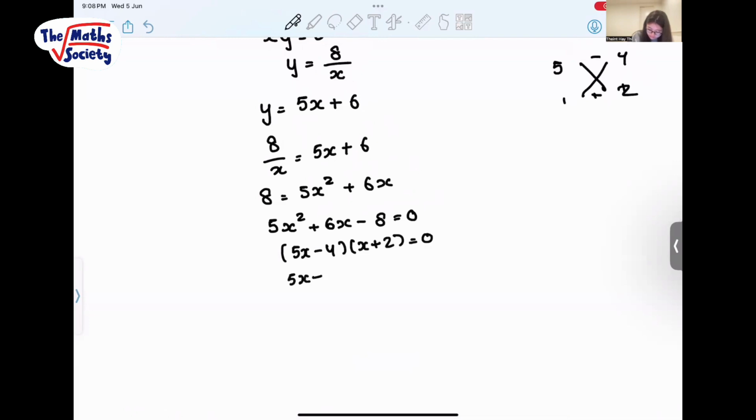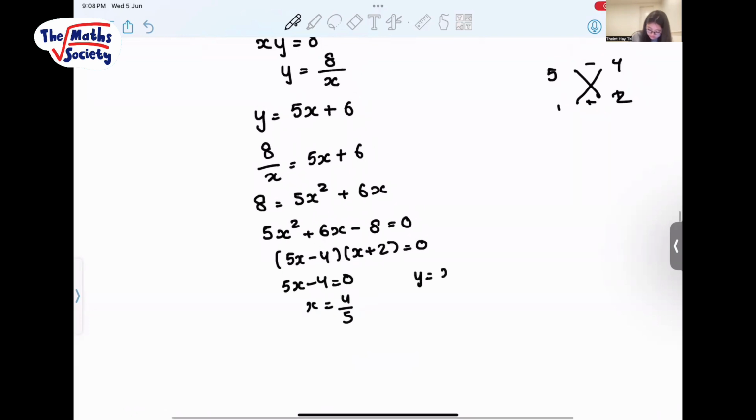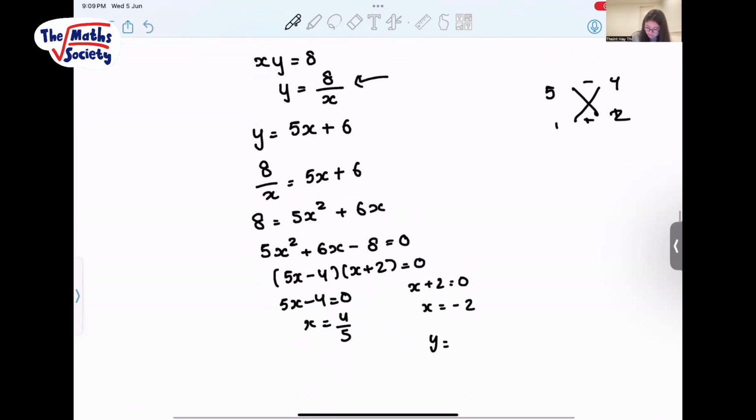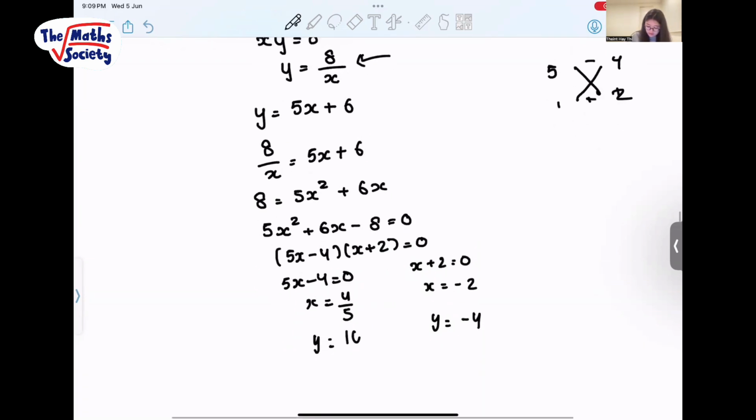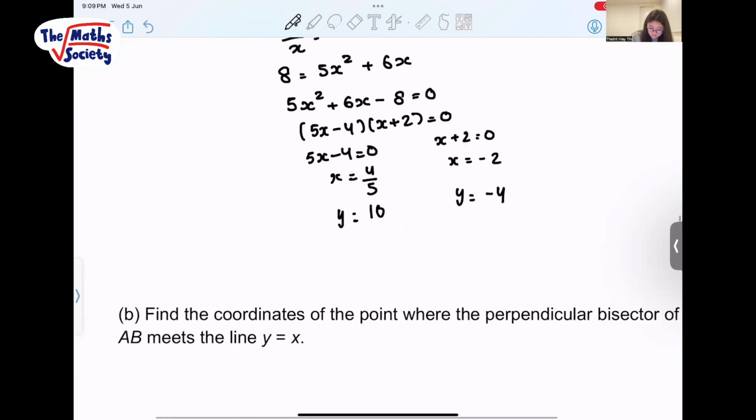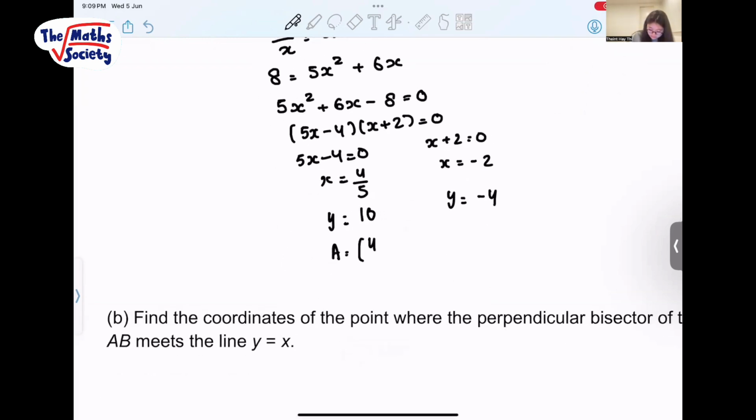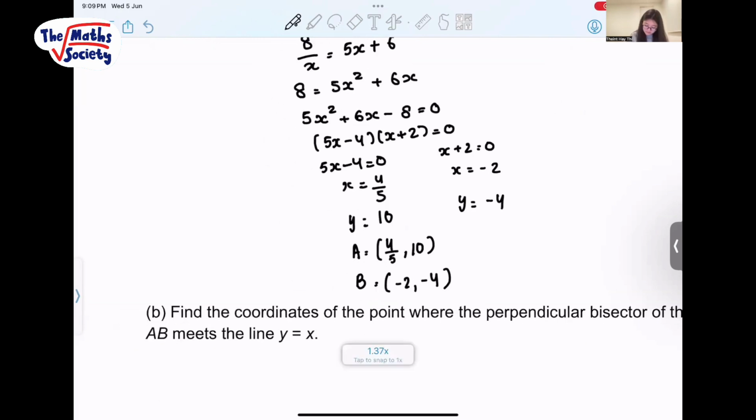So 5x minus 4 equals 0, x is going to be equal to 4 by 5. X plus 2 is equal to 0, x is equal to minus 2. And then y, you just substitute y here with 8 by minus 2, so it's minus 4. Then y, 8 divided by 4 by 5 as well. So you have y equal to 10. So now you got 2 points, A and B. So A is going to be 4 by 5, comma 10. And then you have B, which is minus 2, comma minus 4. And that is for part A.